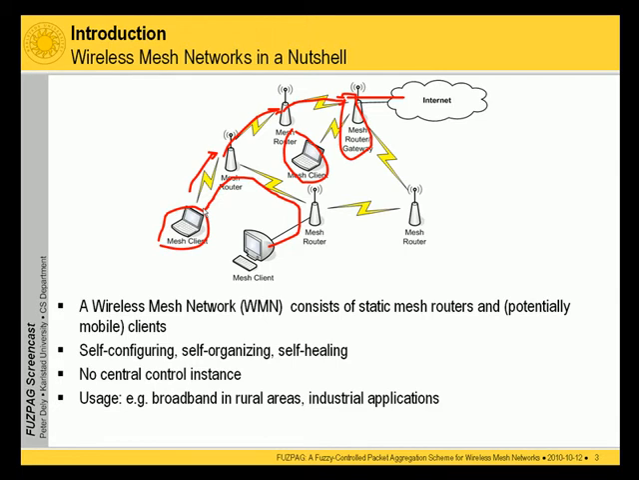Wireless mesh networks are typically self-configuring, self-organizing, and self-healing. The distributed nature of wireless mesh networks usually allows no central control instance. Today, wireless mesh networks are, for example, used for broadband access in rural areas or industrial applications.